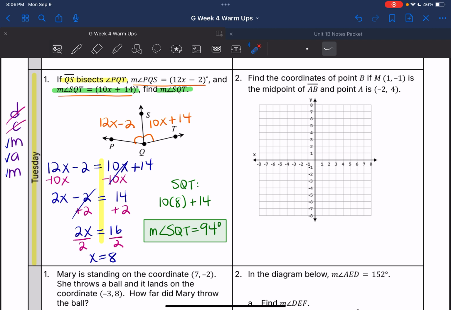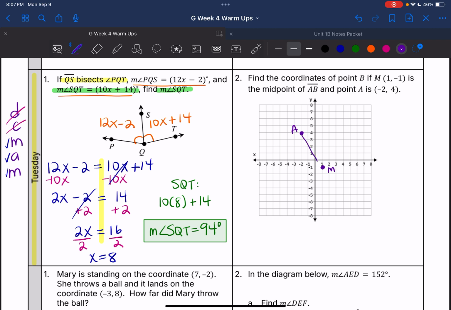Okay, and then question number 2, going back to some midpoint stuff from the beginning of this unit. Find the coordinates of point B if M is at 1, -1. So I'm going to go ahead and graph that point. 1, -1 is right here. That's M. And that point is the midpoint of segment AB, where A is at -2, 4. So -2, 4 is right here. So that's A.